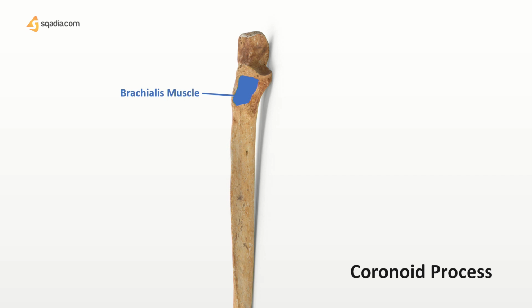Brachialis inserts to the anterior and inferior coronoid process, while the pronator teres originates from the medial surface of it. Flexor digitorum superficialis originates from the medial surface and from the humeral medial epicondyle.